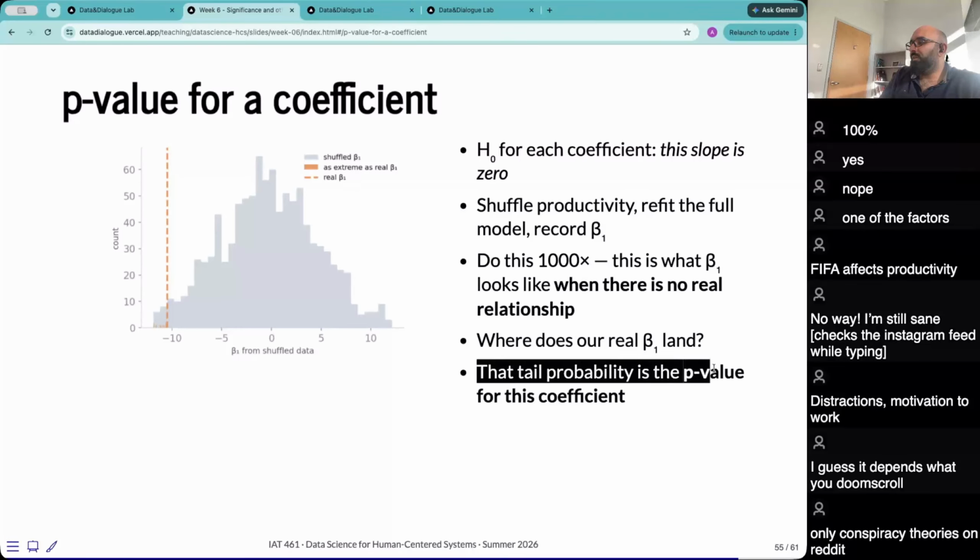So the tail probability is the p-value for the coefficient. So you see a bunch of different p-values. The idea for all of it is, how likely is it for me to see this if there was nothing going on, if this model was just a random model?